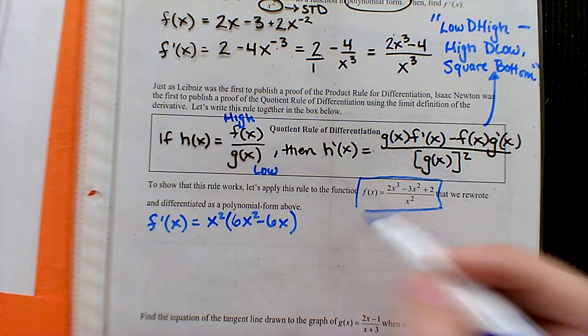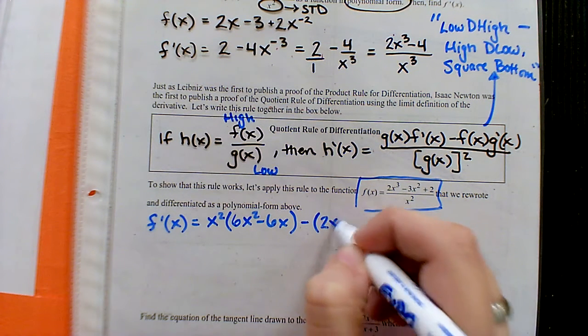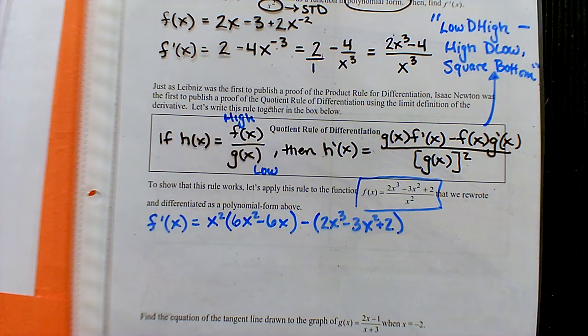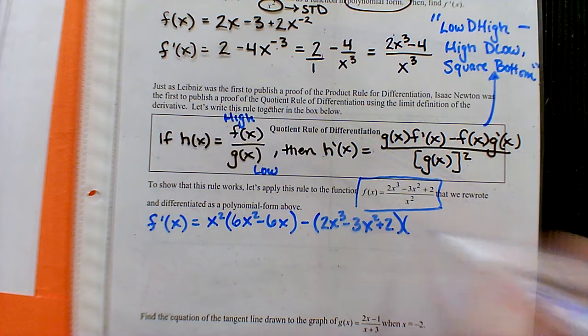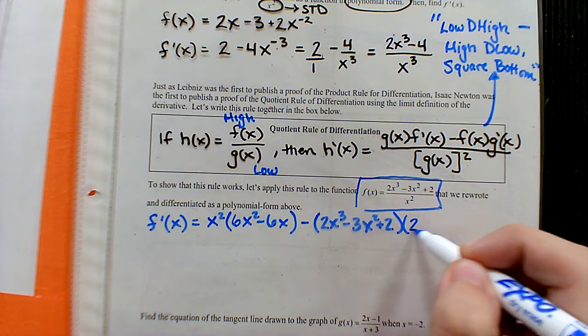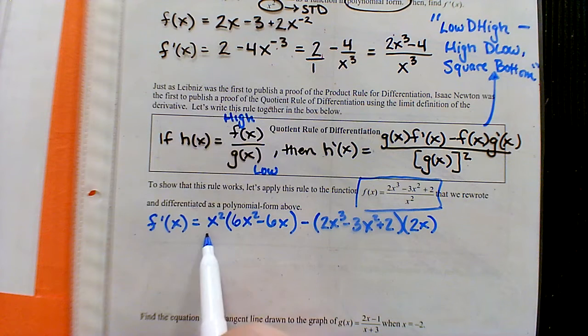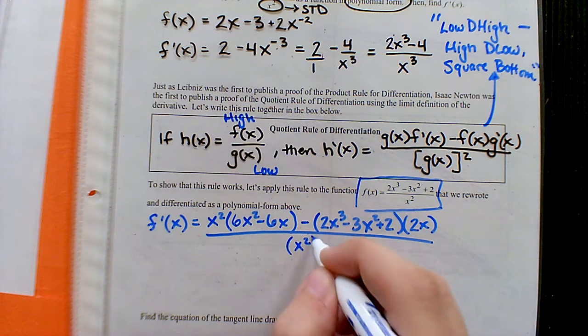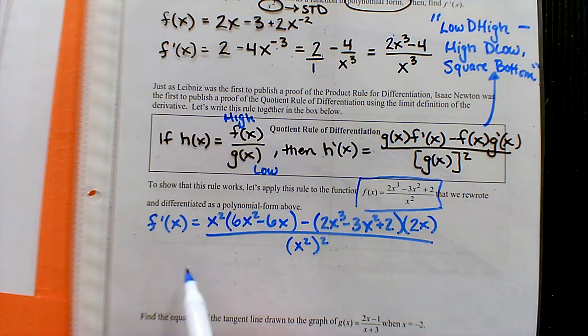So low d high minus high, and then d low, the derivative of the bottom, so that would be 2x. And that's all over the bottom squared. So that's what the initial quotient rule derivative shortcut gives us, but we're trying to check, does it match what we know it should be?